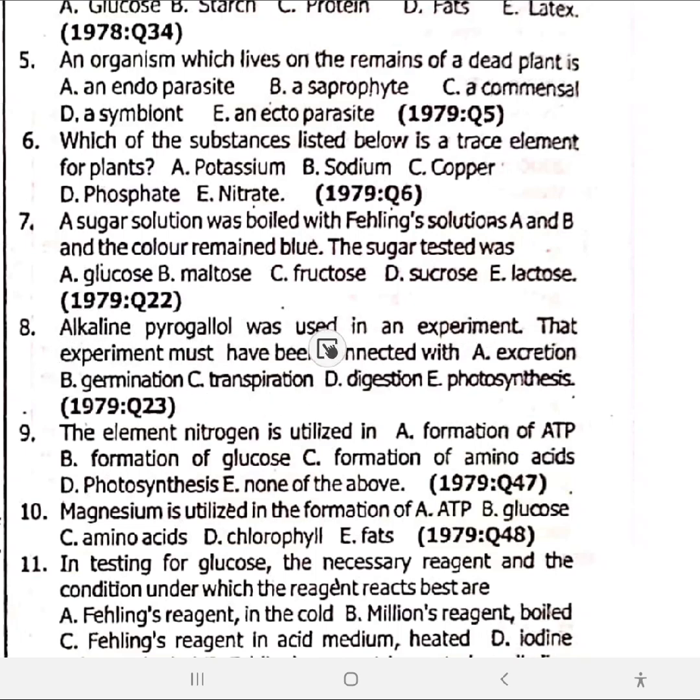Number 8, alkaline pyrogallol was used in an experiment. That experiment must have been conducted with. Now, first things first, you need to write: alkaline pyrogallol is used to absorb oxygen. I've explained this in our chemistry series under air. Alkaline pyrogallol is used to absorb oxygen gas, which is a byproduct of photosynthesis. Full stop. Let's come back to our question. Alkaline pyrogallol was used in an experiment. That experiment must have been connected with photosynthesis. Remember, you can get oxygen as a byproduct of photosynthesis.